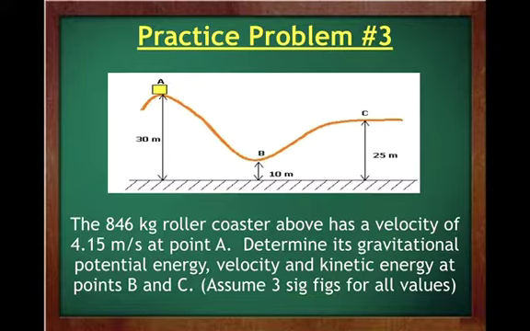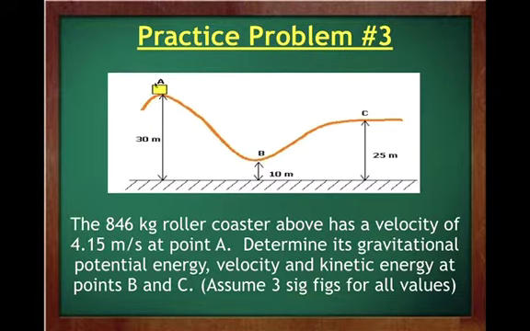You're at the top, you're pretty slow, and then all of a sudden you come flying down, and by the time you're down here, you're moving pretty fast, but you're not at the same height anymore, right? And as you move back up again, you can feel it slowing down, right? So if we look at this, what we've got in this concept is an 846 kilogram roller coaster, which has a velocity of 4.15 meters per second at this particular point, okay? Determine its gravitational potential energy, velocity, and kinetic energy at these 2 other points, all right?